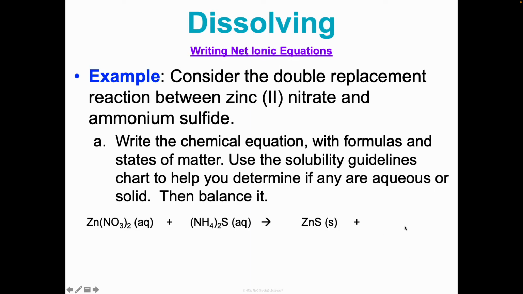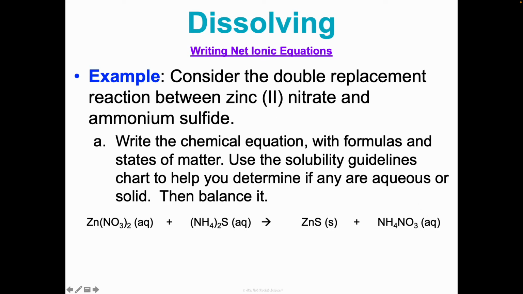Now, what else will form? Well, the ammonium ion will bond with the nitrate. Both of those have a +1 and -1 charge, so we won't have to write anything there. And then if we look at the chart, anything with ammonium is soluble, anything with nitrate is soluble. So that's definitely soluble: NH4NO3 aqueous.